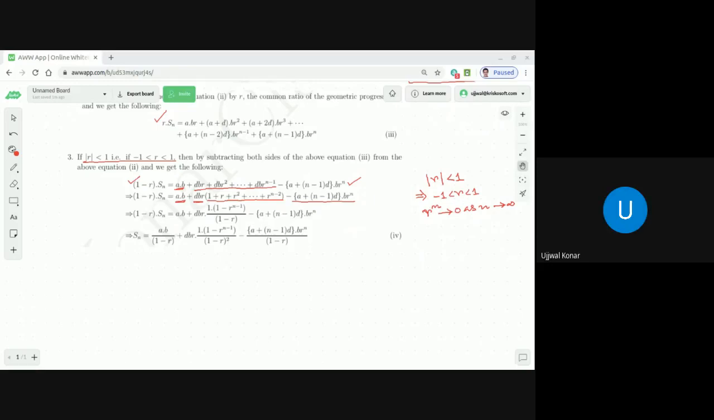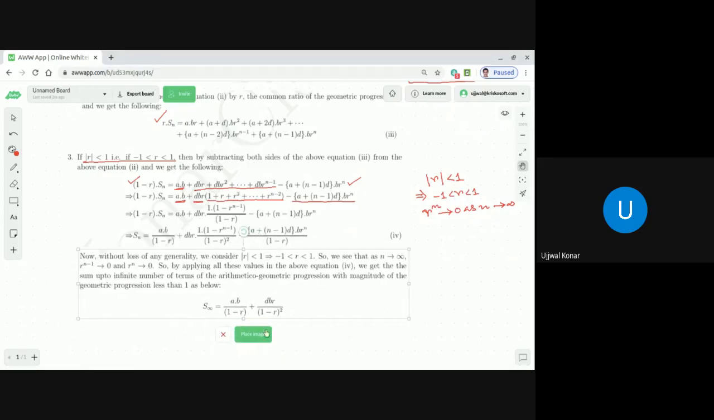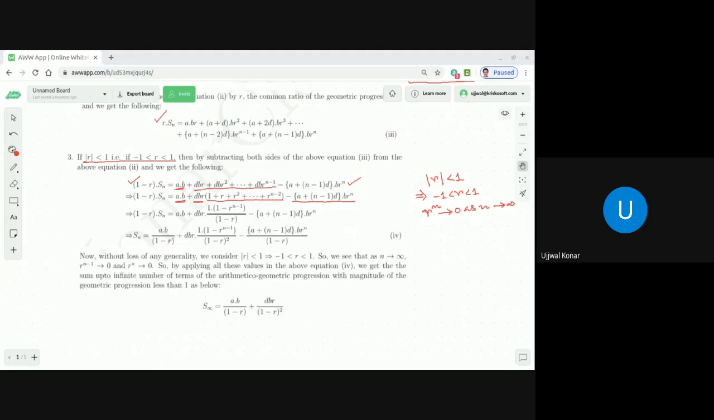Then what happened, dear students, is that I'm just giving a special case of this particular formula we just derived. Now, without loss of any generality. That is a mathematical statement. Sometimes we say, without loss of any generality means that, okay, let's assume this thing. In general, that statement we can assume. We consider mod r is less than 1, that is, minus 1 less than r less than 1.